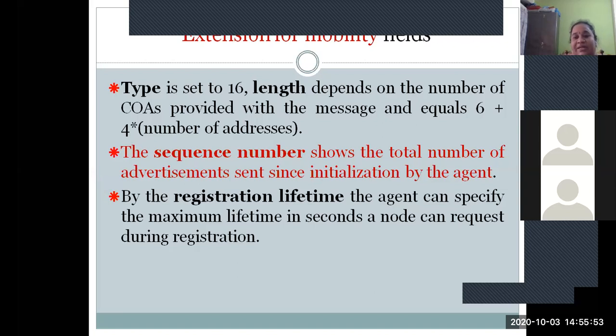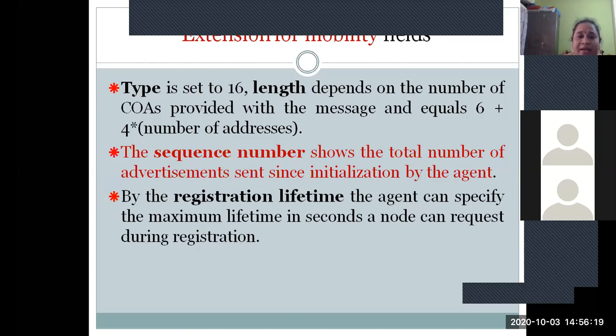That's nothing but a total of 10 addresses can be accommodated, depending upon the number of COAs that you are sending with each and every message. That is, through how many foreign networks it has to travel. One user is going to be moving over, and he has to be allocated a number of COAs as he is moving.